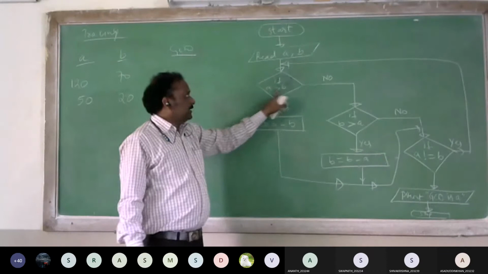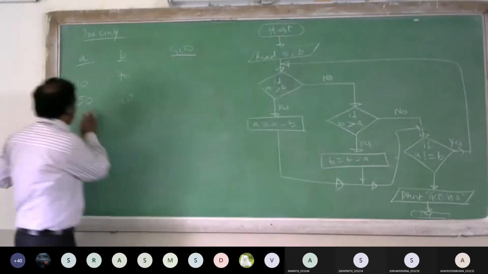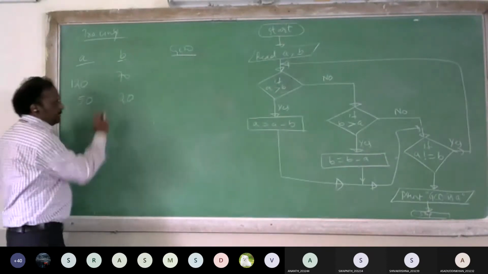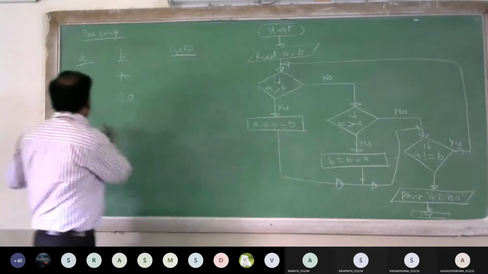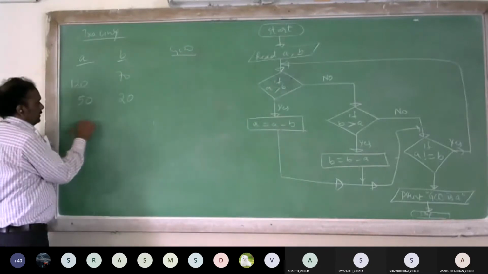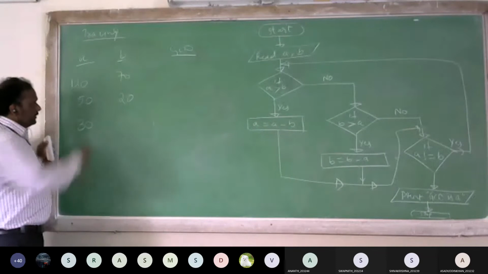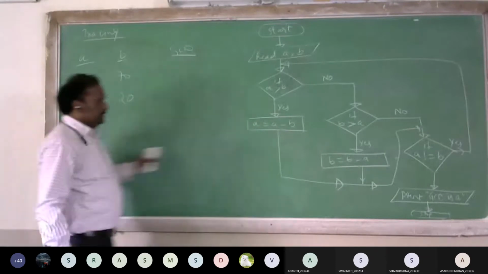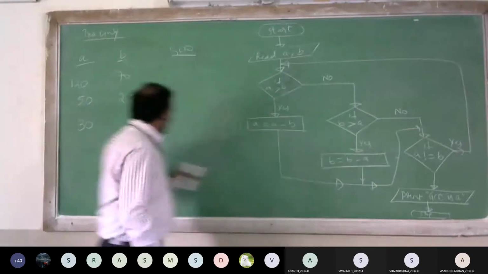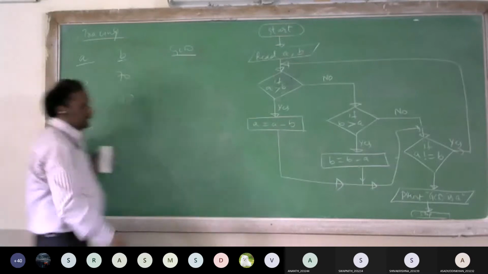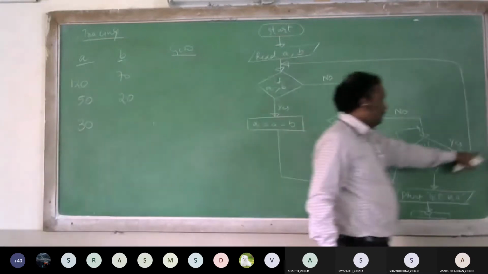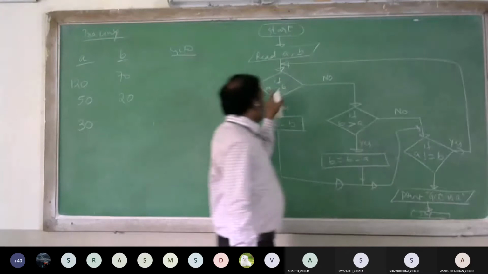Now again repeat this one. A is greater than B. 50 is greater than 20. Yes. A is equal to A minus B. 50 minus 20 will be 30. A will change to 30. Now again check. 30 is not equal to 20. Yes, it is not equal. Come here.